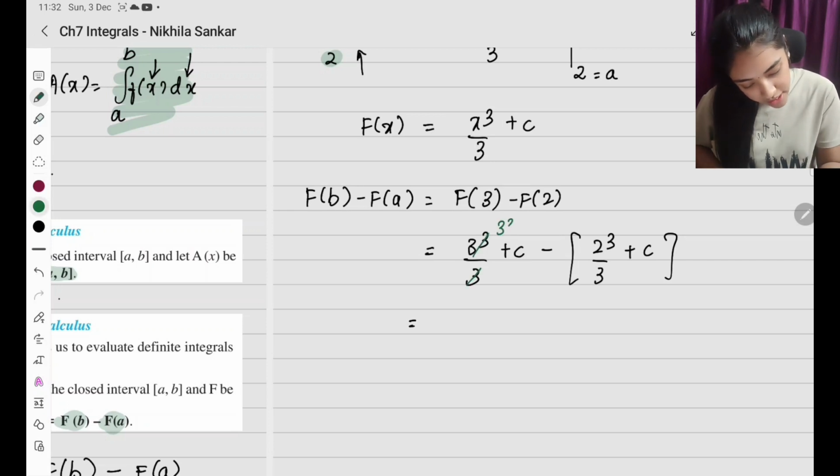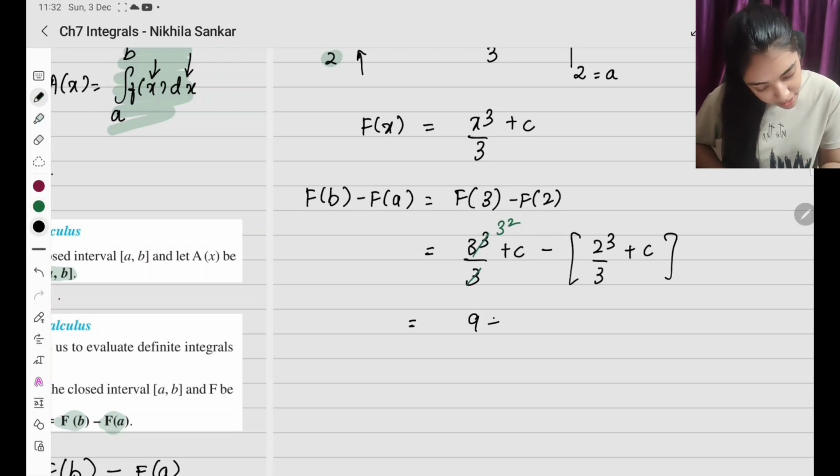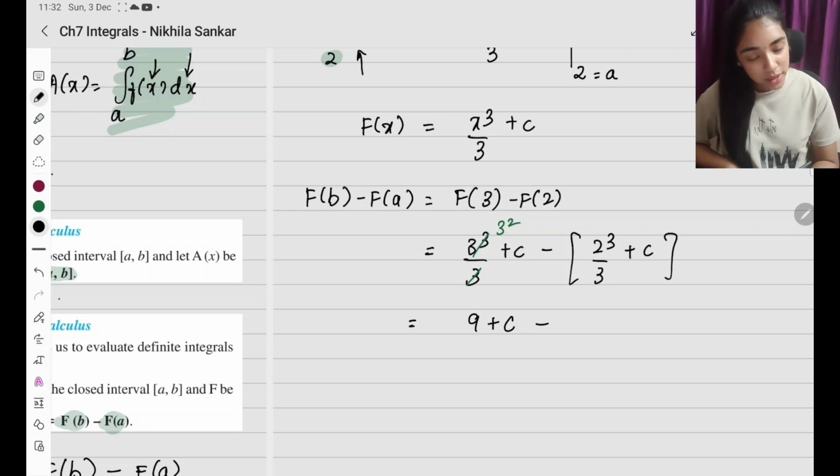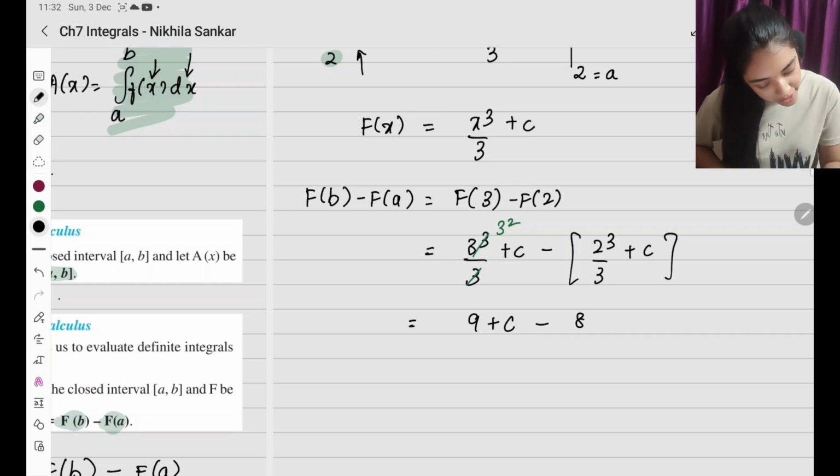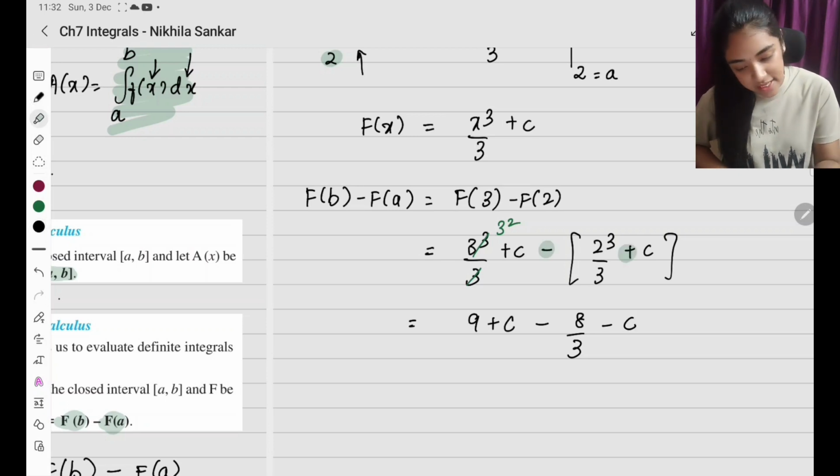So here I have 3 square. So 3 square is nothing but 9 plus c minus, when I open the bracket and multiply the minus inside, what do I have? 8 divided by 3 minus c. Correct? In the minus, so in the plus, so minus side. So what do you see? This c and this c gets cancelled.